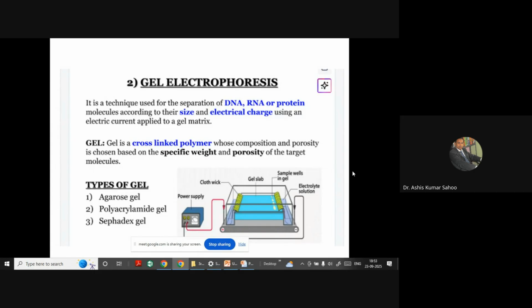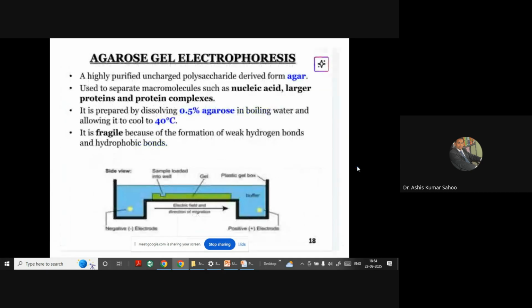So what are the types of gel used? Agarose gel, agar gel, polyacrylamide gel, starch gel. So agarose gel is a highly purified uncharged polysaccharide derived from agar.